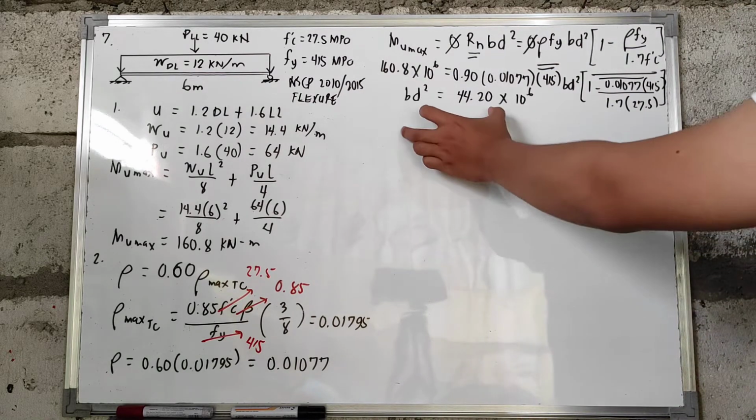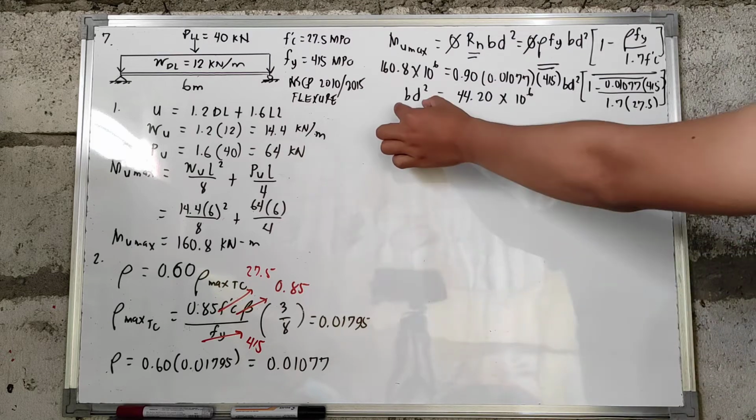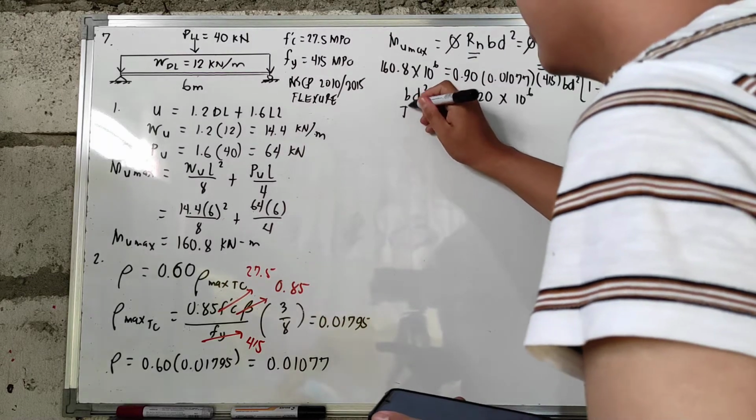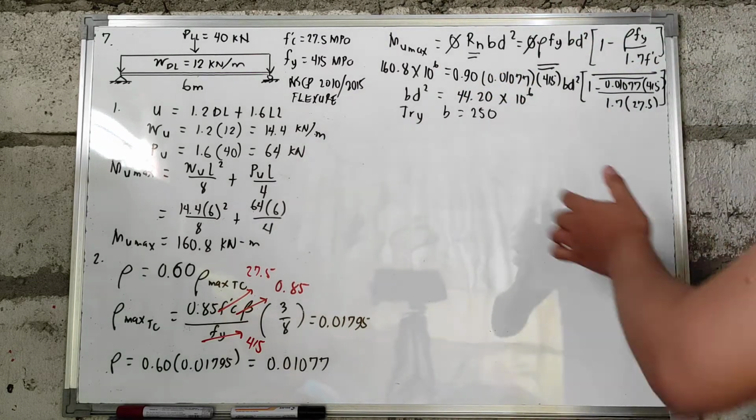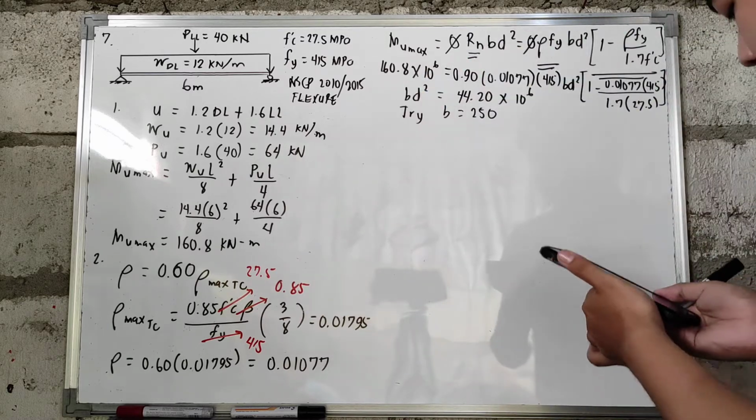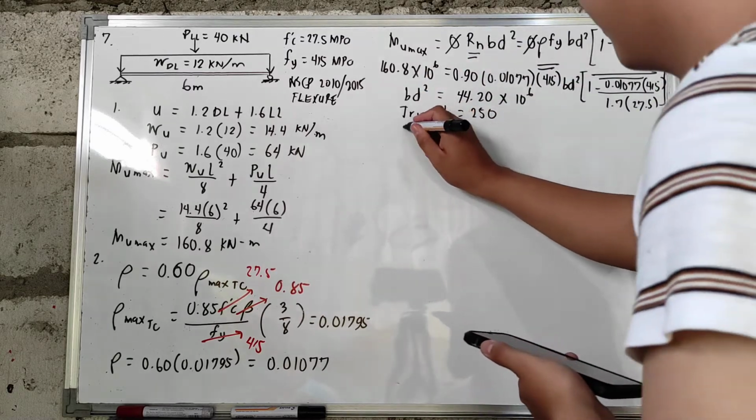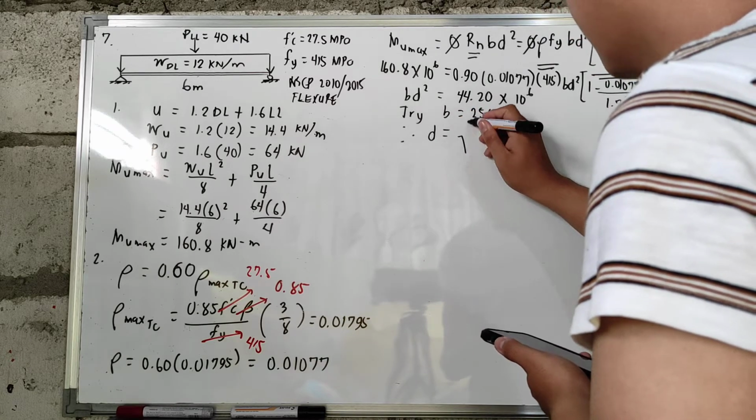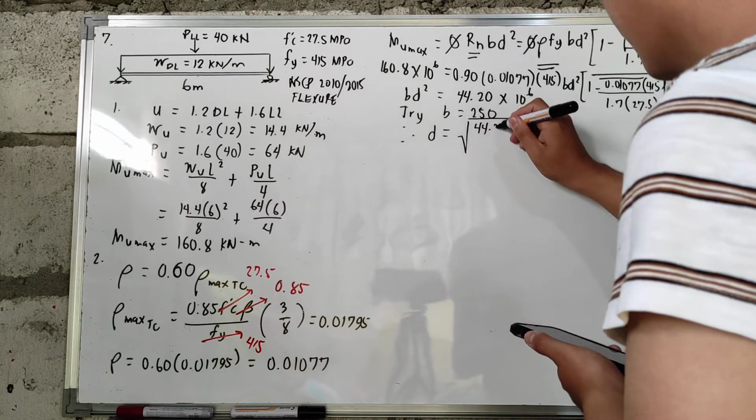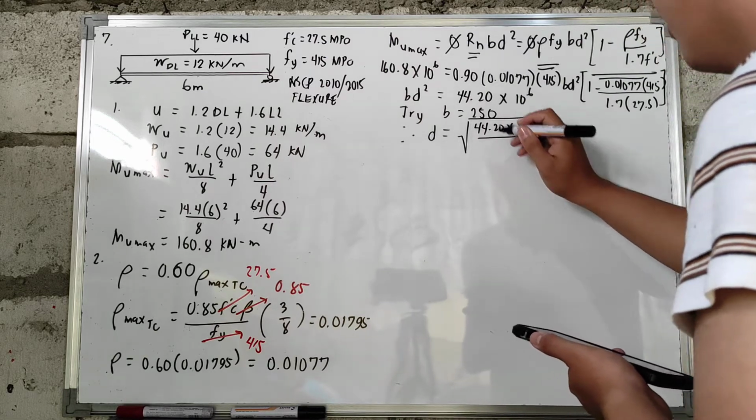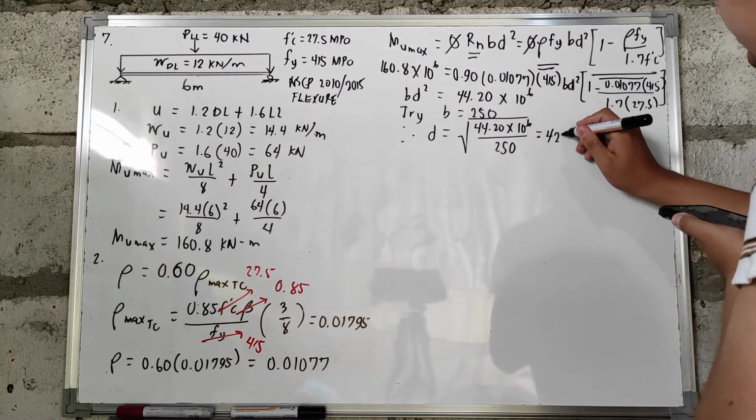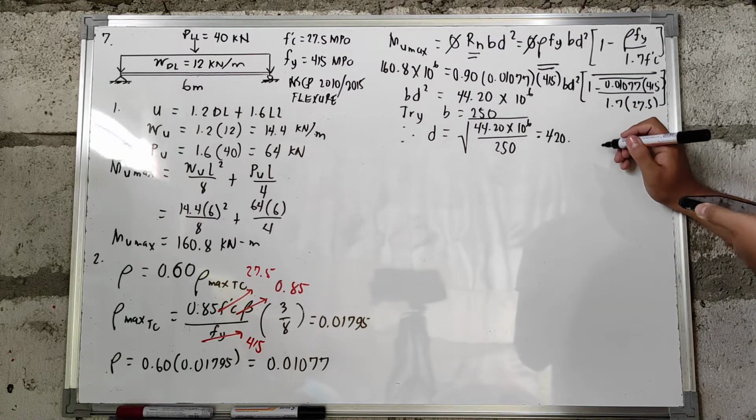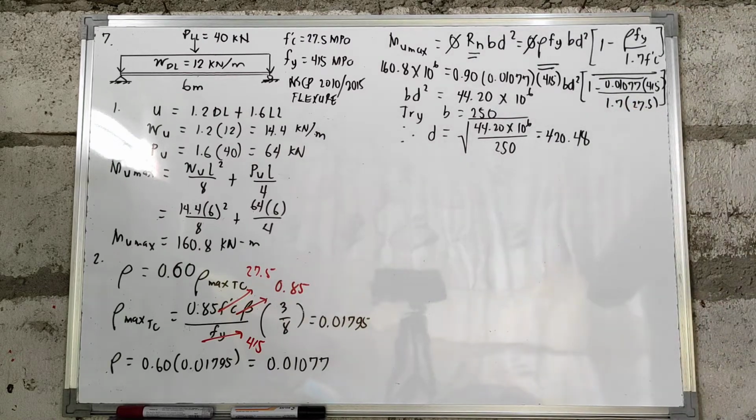Next, meron na tayong BD squared. So we will just try a value ng B natin o yung width ng beam. Let us try na B is equals to 250 mm. So with this formula, makukuha na ngayon natin yung effective depth natin. Therefore, yung D natin, that will become the square root of 44.20 times 10 raised to 6 over 250. So yung value natin dyan, that will become equal to 420.48.